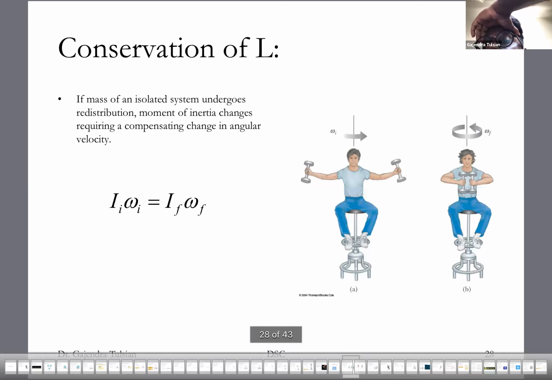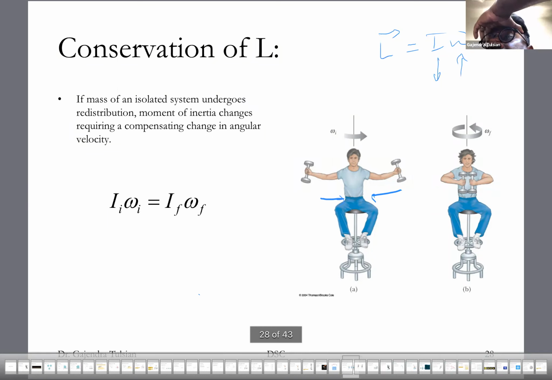And so here's another example of conservation of angular momentum. So here's the system, and again, there's no external torque acting on the system. So if this guy is spinning, since there's no external torque on the system, no matter what changes happen internally within the system, the angular momentum of the system will remain constant. L will remain constant, and L is I times omega. So as the guy brings the dumbbells in, the moment of inertia goes down, and so angular velocity increases.